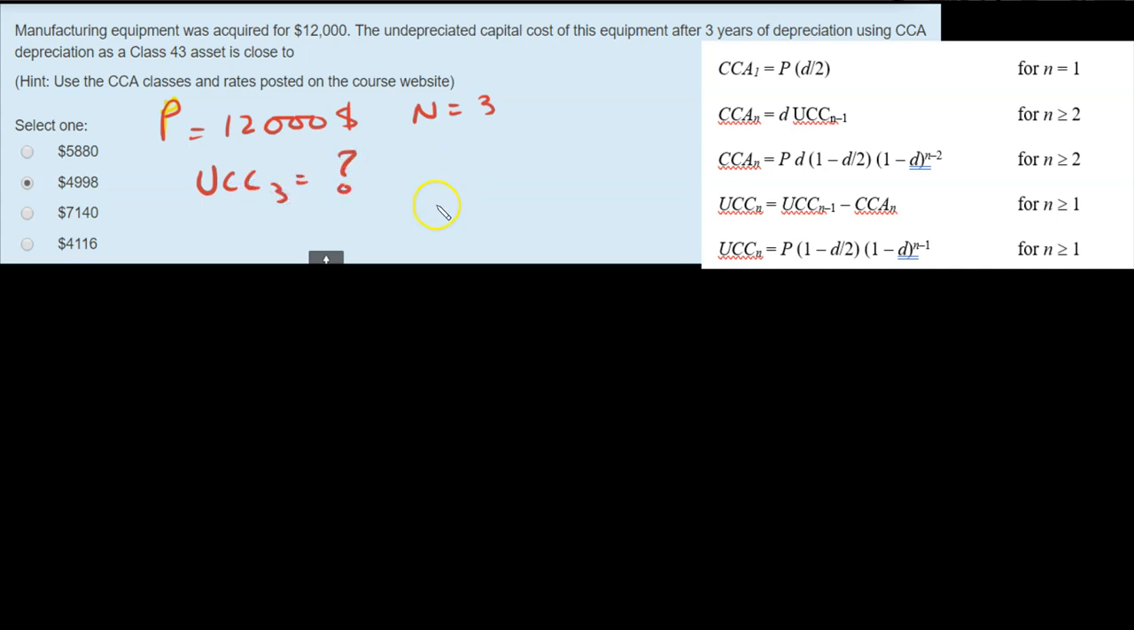Guys, UCC3 is the remaining balance at year 3 after you've taken out the capital costs at year 3. You'll see what I mean when we do the problem. It's pretty simple stuff, guys.